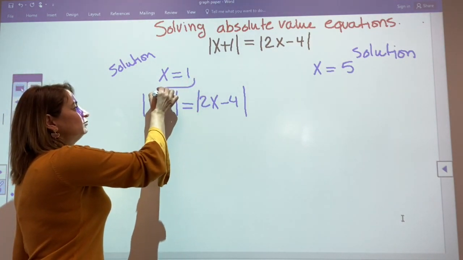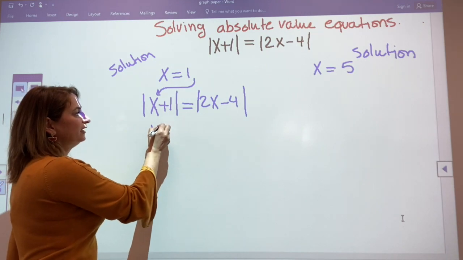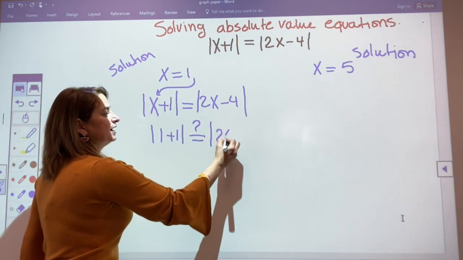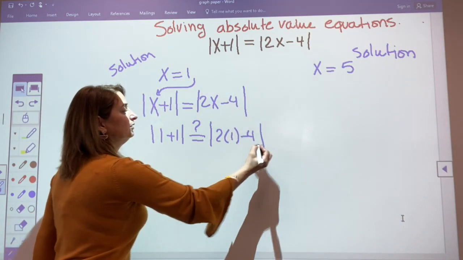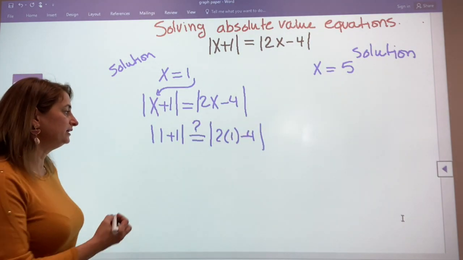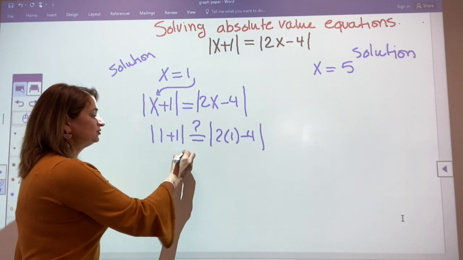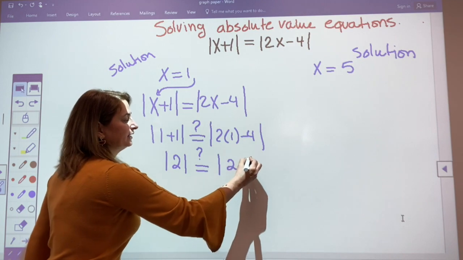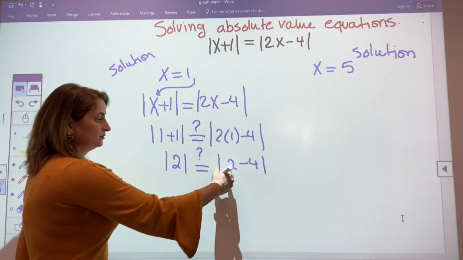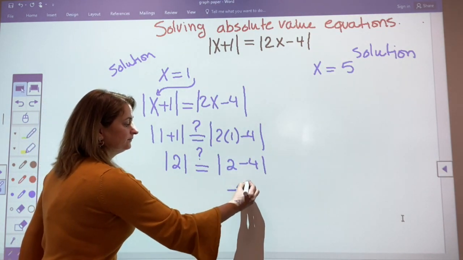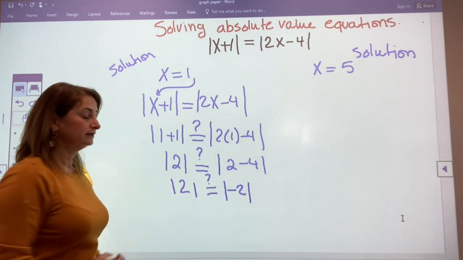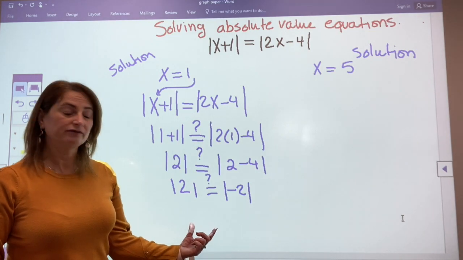If x equal 1, that means the absolute value of 1 plus 1, does it equal the absolute value of 2 times 1 minus 4? All I did, substituted x into the equation. 1 plus 1 is 2, so does the absolute value of 2 equal the absolute value of 2 minus 4? 2 minus 4 is -2, but still in the absolute value until the end. And now I evaluate the absolute value.